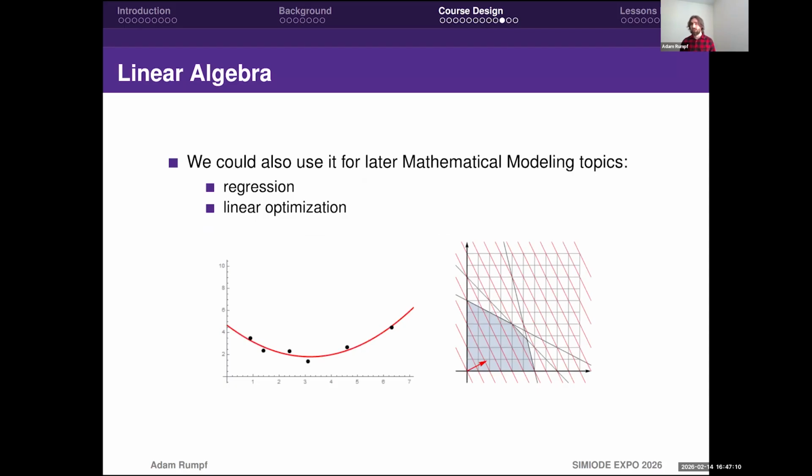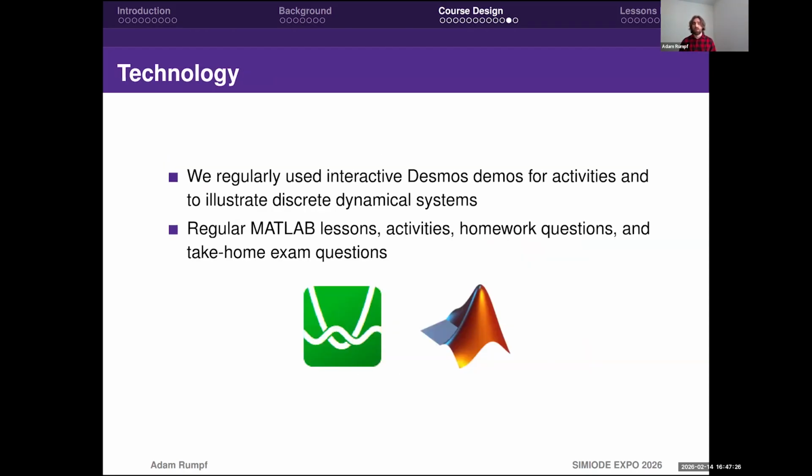As a bonus, linear algebra was also a big help when we got to the second half of the course and we started talking about different types of mathematical models. In particular, we talked a lot about statistical regression and then optimization models, and linear algebra is necessary for talking about those as well. We made quite a lot of use of technology in this course as well.